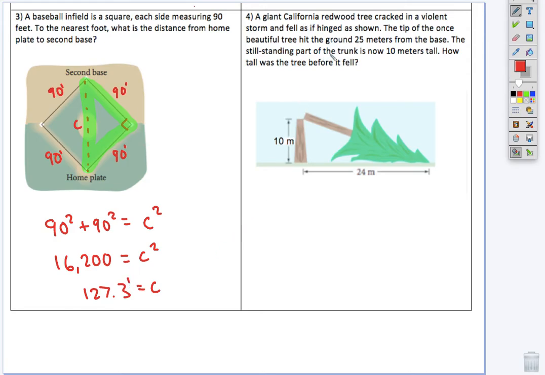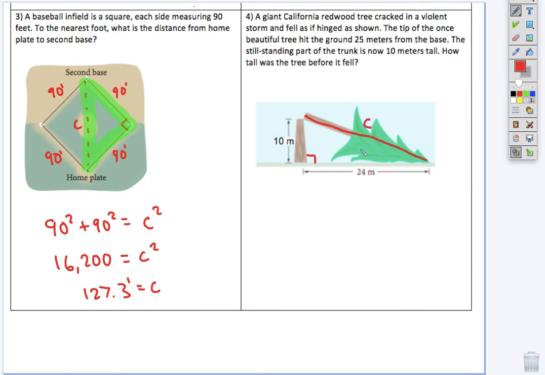Last one, a giant California redwood tree cracked in a violent storm and fell as if hinged as shown. The tip of the once beautiful tree hit the ground 25 meters from the base. The still standing part of the trunk is now 10 meters tall. How tall was the tree before it fell? So in this diagram, before we eventually answer that question, if you see the triangle here, the part of the triangle we don't know is the cracked part of the tree that's lying down there.